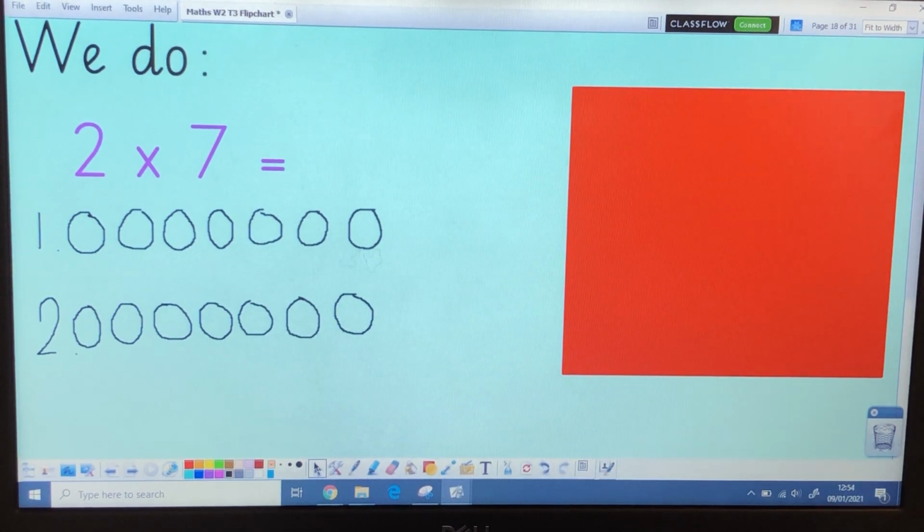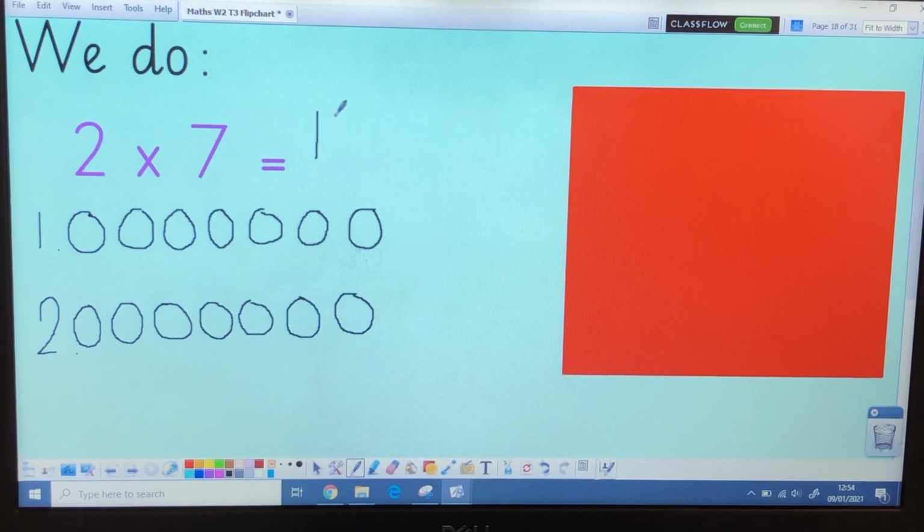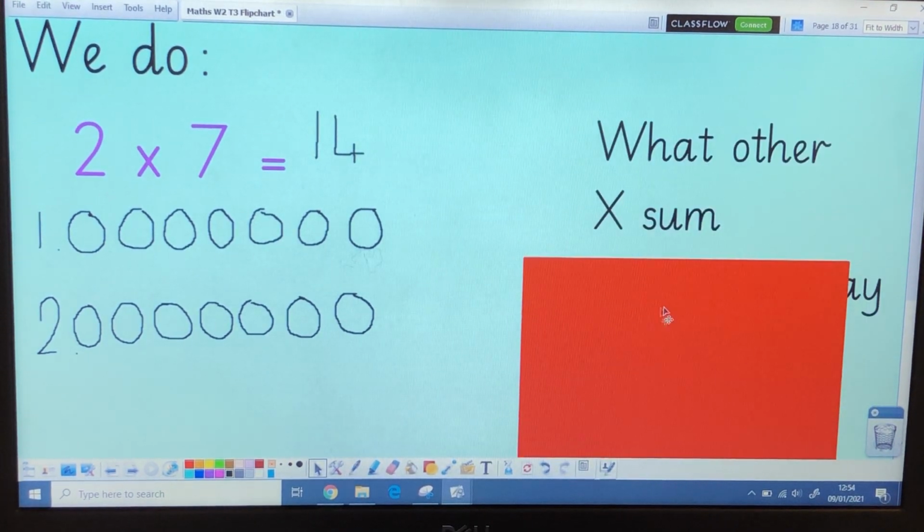Now, count up all of the circles. What is your answer to 2 times 7? If you got 14, you are correct. Well done, brilliant. Okay, so I'm going to reveal what's underneath our square now.